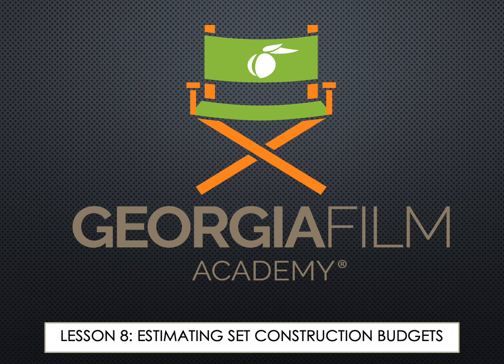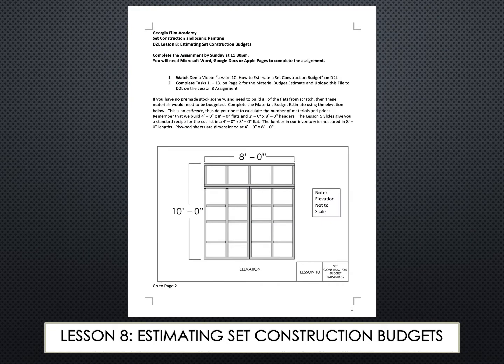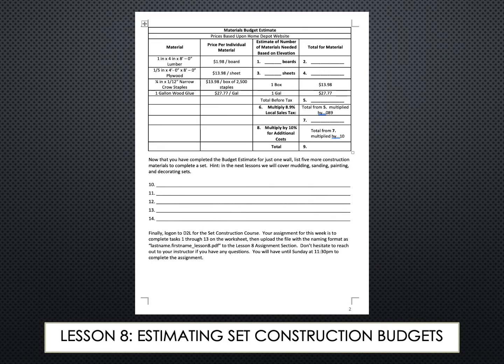If you haven't done so, I would recommend downloading and following along with the worksheet, Lesson 8 Assignment, Estimating Set Construction Budgets. We'll use the elevation found on the worksheet to estimate material building costs for one wall. To complete this assignment, you can just type the information directly into the table found on page 2 of the worksheet. Or if you would prefer to print out and write in your information, then just scan or take a good picture of the assignment and upload it with the directions on the worksheet.